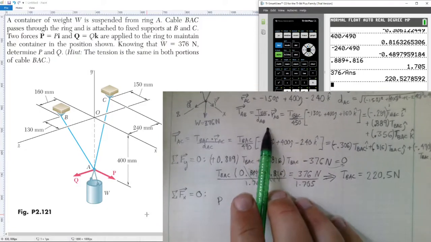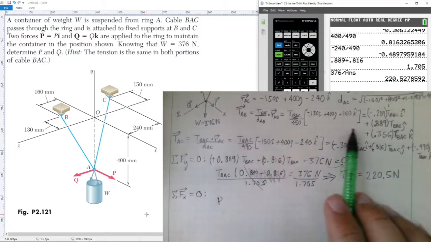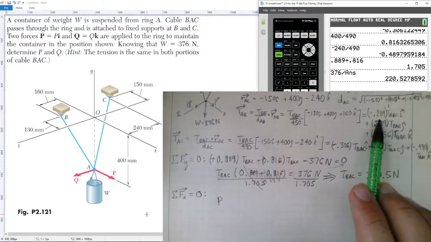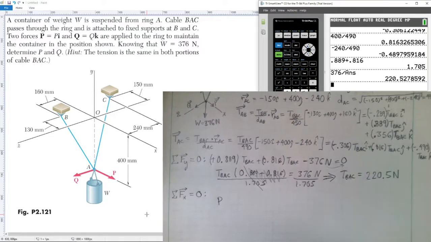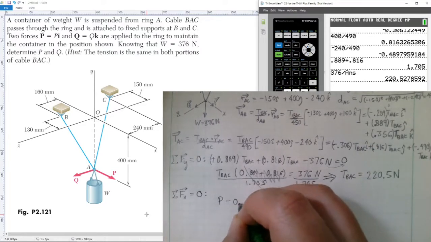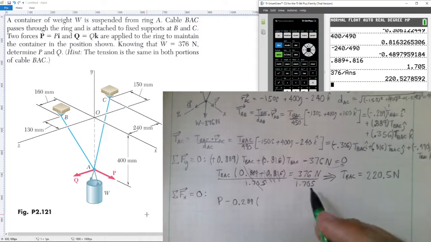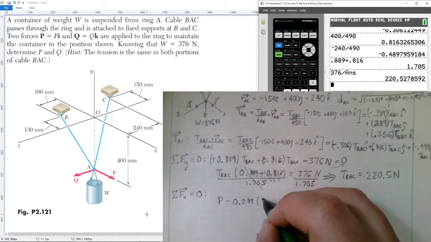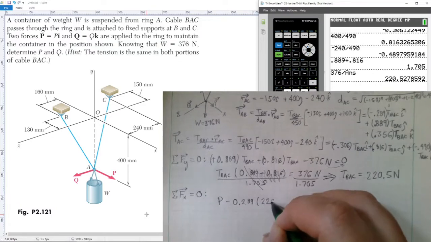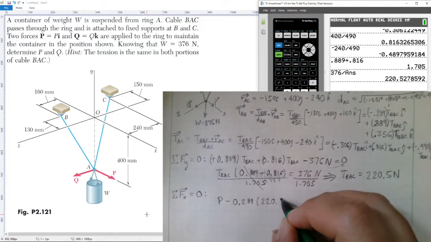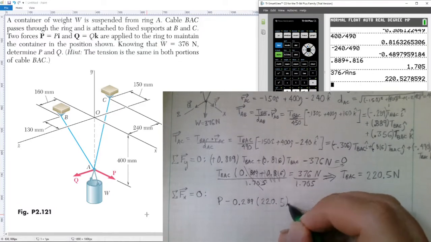All right, tension in A to B. The I hat component is negative 0.289. So this would be minus 0.289 times the tension we know now. The tension is 220.5.